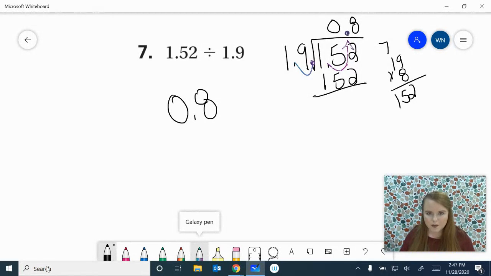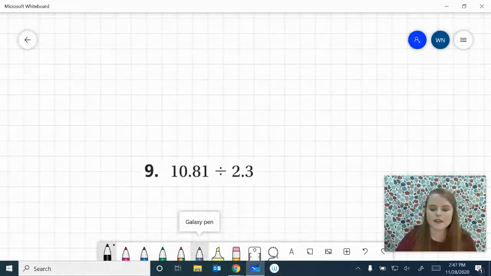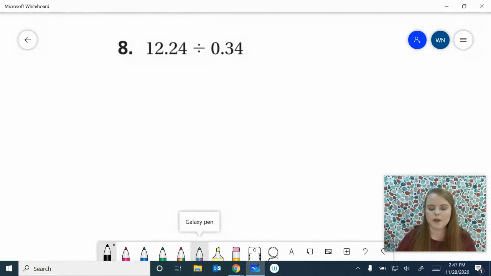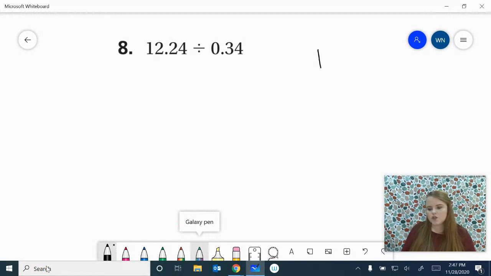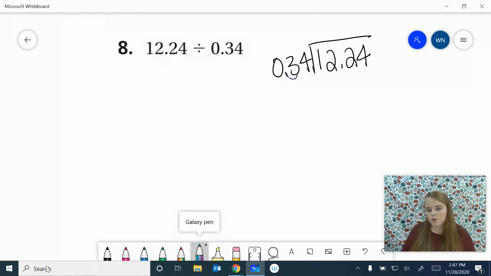Again, if you did not get the same answer, make sure you're checking your work against mine and writing it down if you still have any questions. Number 8. Ooh, I skipped it. There we go. Go ahead and work it out. You should have put 12 and 24 hundredths divided by 34 hundredths. Then we need to swoop 1, 2. If I swoop 1, 2 there, I need to swoop 1, 2 over here.